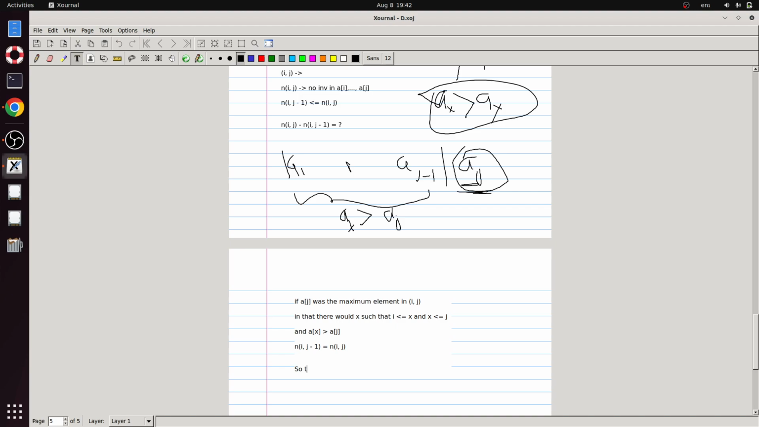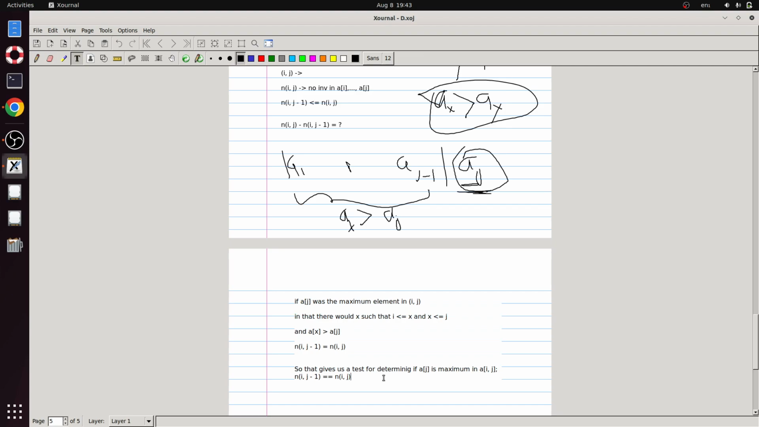So that gives us a test for determining if a of j is maximum in a from I all the way up till j. How will we do that? Well, basically we just calculate the number of inversions from I till j minus 1 and check if it is equal to the number from I till j. If it is equal, that means that a of j is the maximum element.